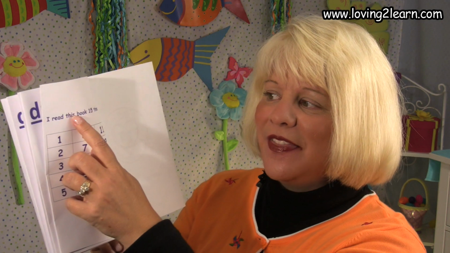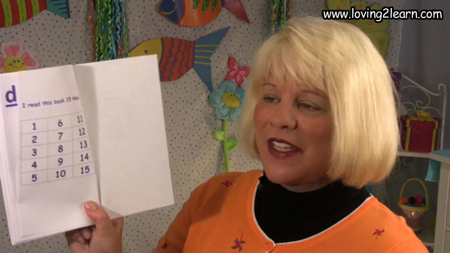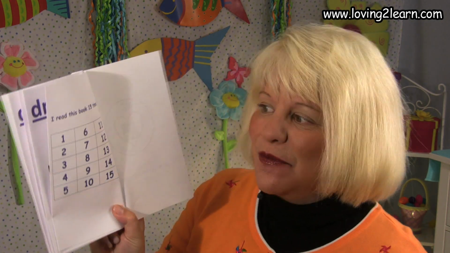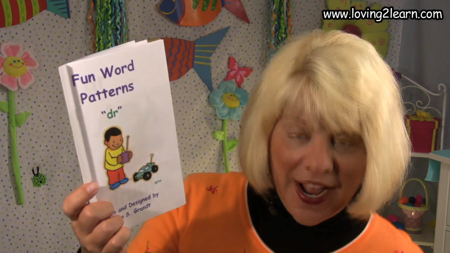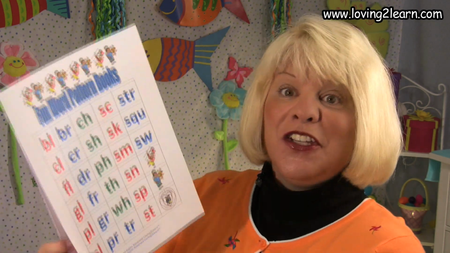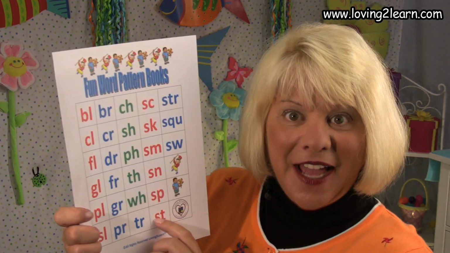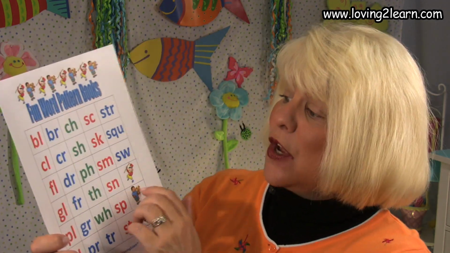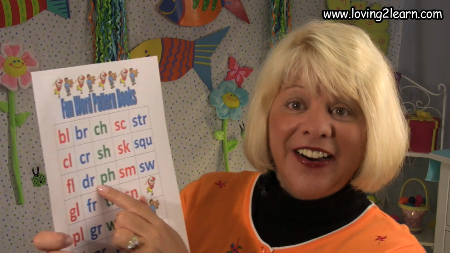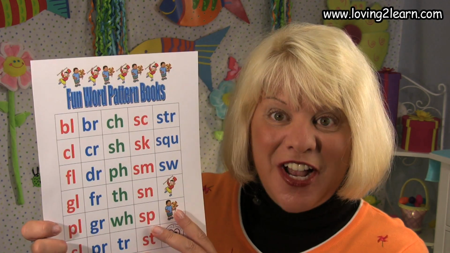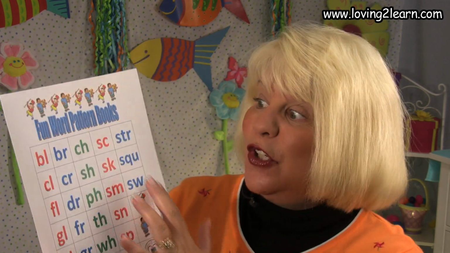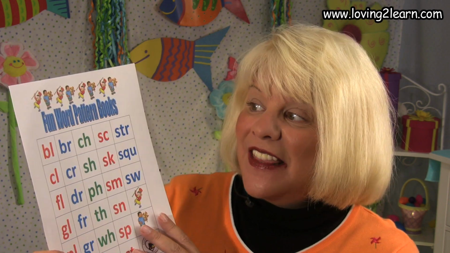We turn the page, and here it reads, I read this book 15 times. You're going to read this book 15 times and cross out a number every time you read it. Then, once you've read the DR book, you will get out the Fun Word Patterns book chart, cross out the DR, read all of the other fun word pattern books, then take the checkup. This way you'll know that you know all the sounds that the fun word patterns make.